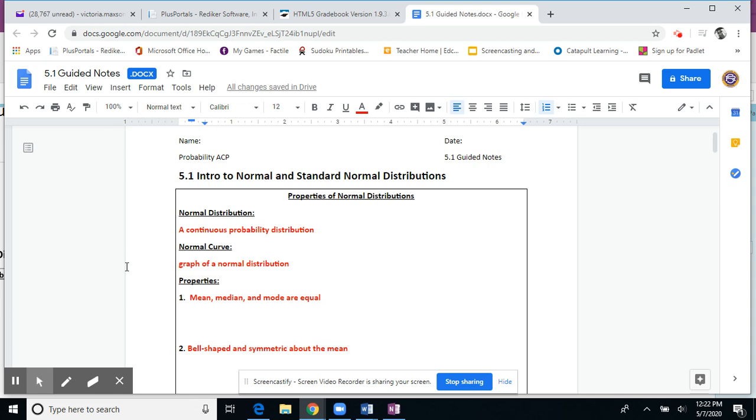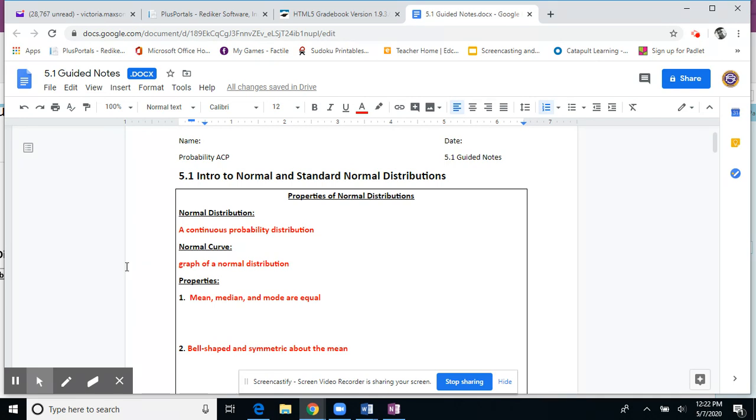This is section 5.1 on normal and standard normal distributions. These are different types of probability distributions, and they are continuous probability distributions. The ones that we've looked at before are discrete, and these deal with continuous data, so time, weight, anything that involves decimals and not just whole numbers in the data set.